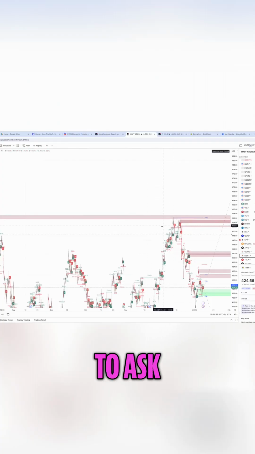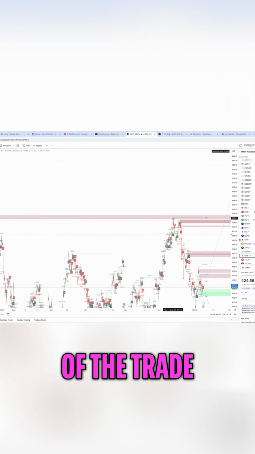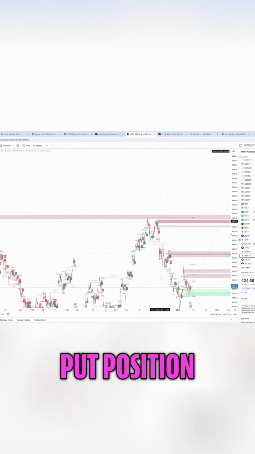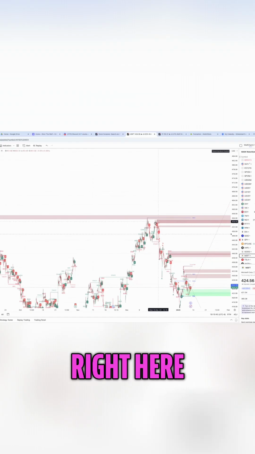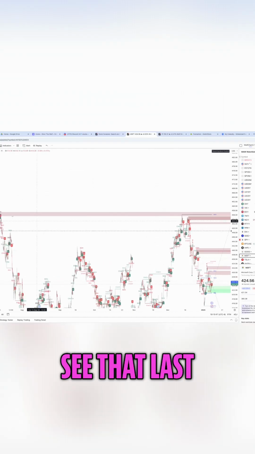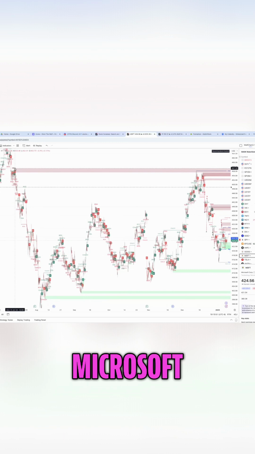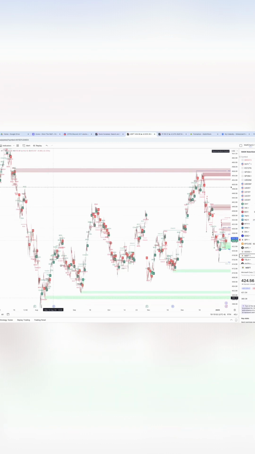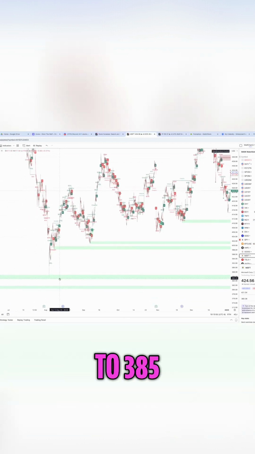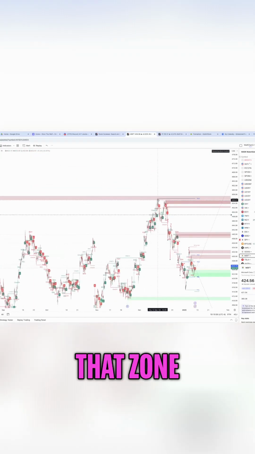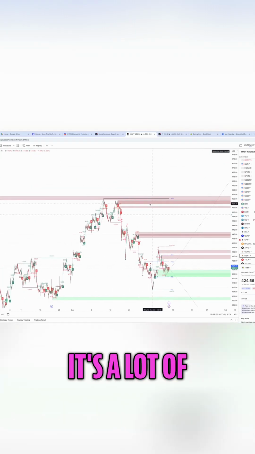But since I got this chart, I don't have any questions. I know that I'm getting out of the trade. If I'm in calls, I'm taking profit here and I'm looking to establish a put position if they get weak right here. Because I can already see that the last time they came up here, they dumped Microsoft from 457 all the way down to 385, right? And then this is the first retest of that zone right here. So I know that it's a lot of sell pressure right there.